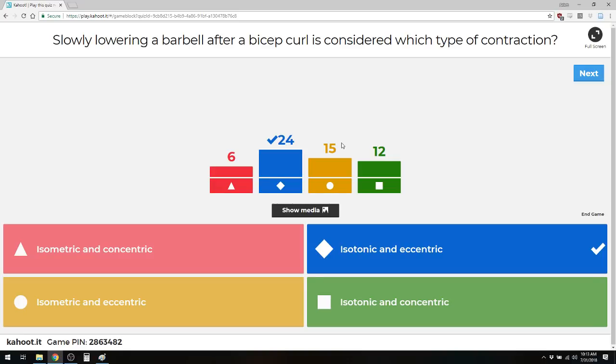The question is, we're lowering the barbell, so is the length changing? Yes. So does that mean it's isometric? No. So we're keeping constant tone in the muscle, because that's how we're lowering it down nice and slowly. That's going to be more isotonic. Isometric means it's not changing size at all, right?